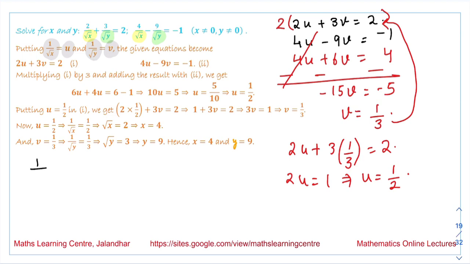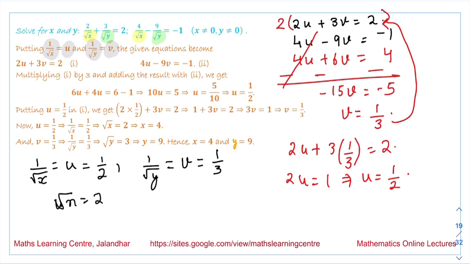Now what we have assumed is 1 by square root x is equal to u is equal to 1 by 2, and 1 by square root y is equal to v equal to 1 by 3. So we get square root of x is equal to 2 and square root of y is equal to 3. It means x is equal to 4 and y is equal to 9.